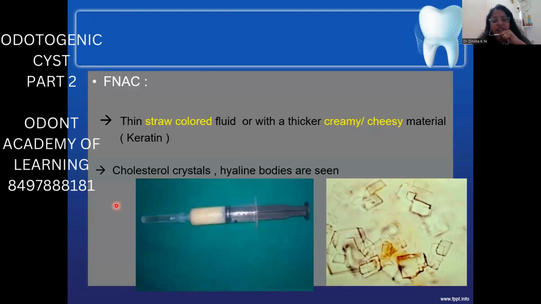An FNAC or fine needle aspiration cytology will be done for these OKCs, which shows the presence of a thin straw-colored fluid or sometimes a thicker creamy or cheesy material because of the presence of a high amount of keratin in the cyst. And under the microscope, you can visualize needle-shaped, rectangular-shaped structures called cholesterol crystals and hyaline bodies.